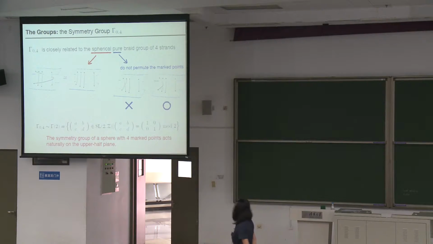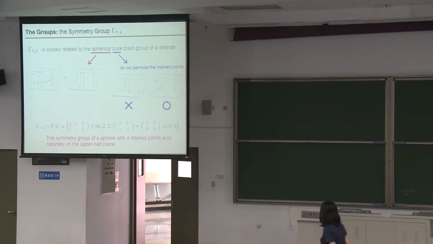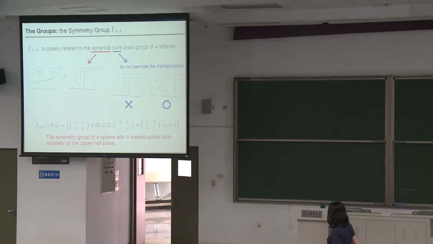So if you look at this group, it turns out that up to Z2 identification, this is nothing but gamma 2, which is a simple subgroup of SO2Z, and which consists of elements of SO2Z that are identity mod 2. So we get to the conclusion that the symmetry group of a sphere with 4 marked points acts naturally on the upper half plane. So we would like to know how it acts.